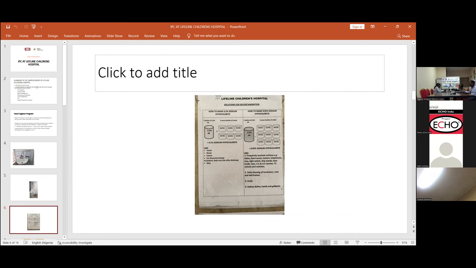What I really want to show is, here is how, it's pictorial, so it's easy for them, and they are supervised by one of the IPC team members.